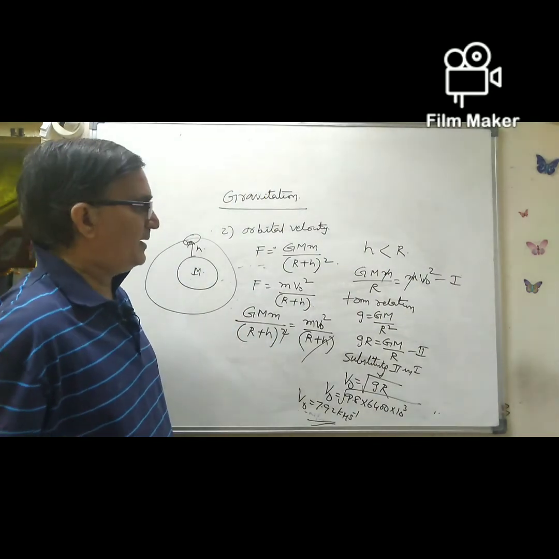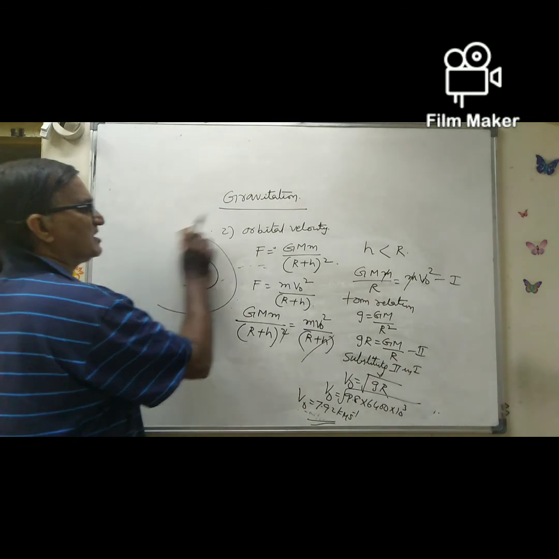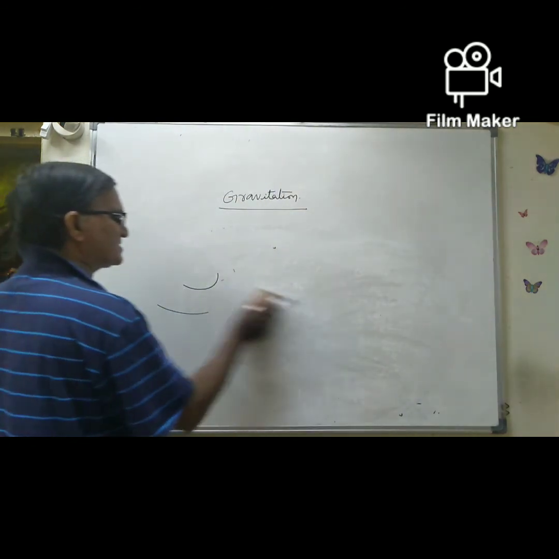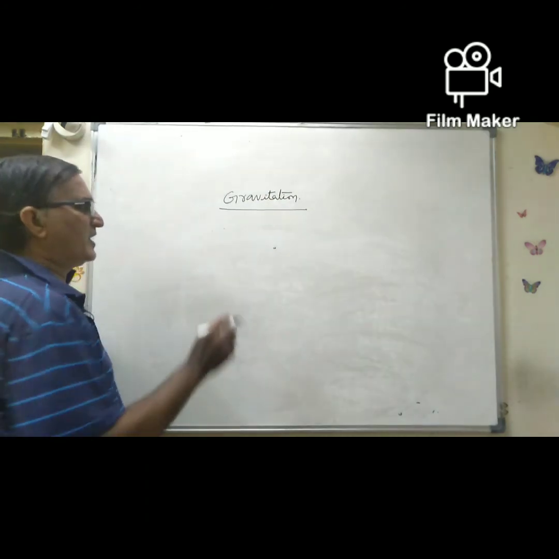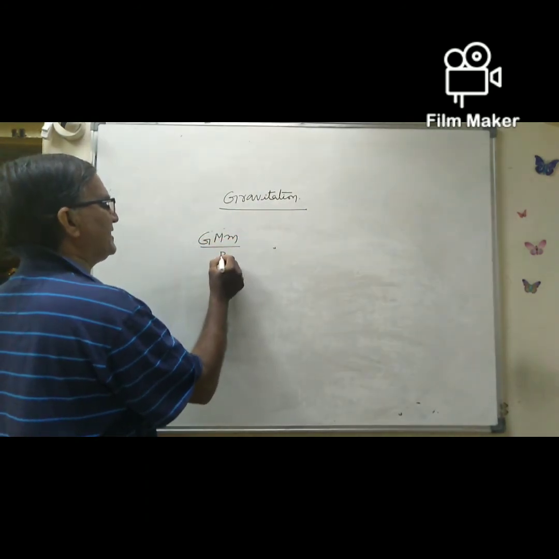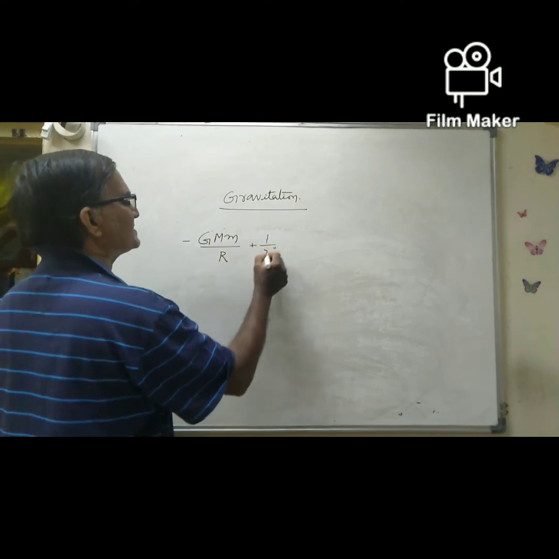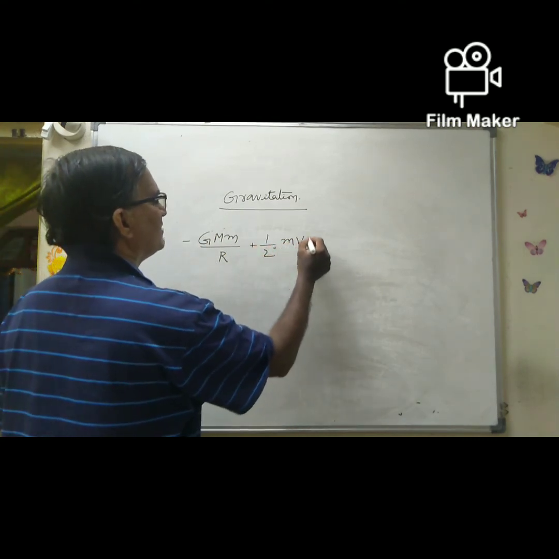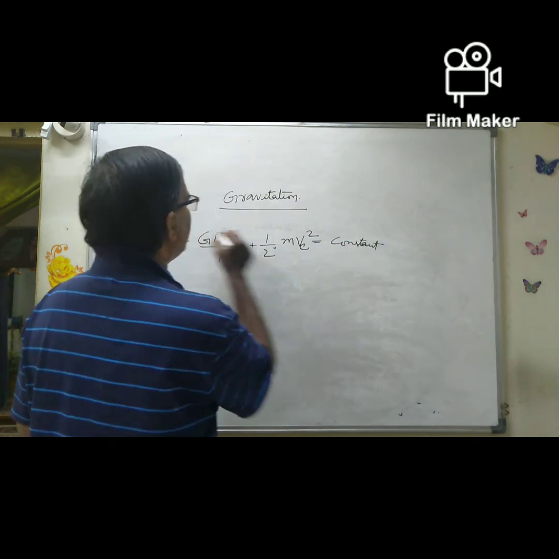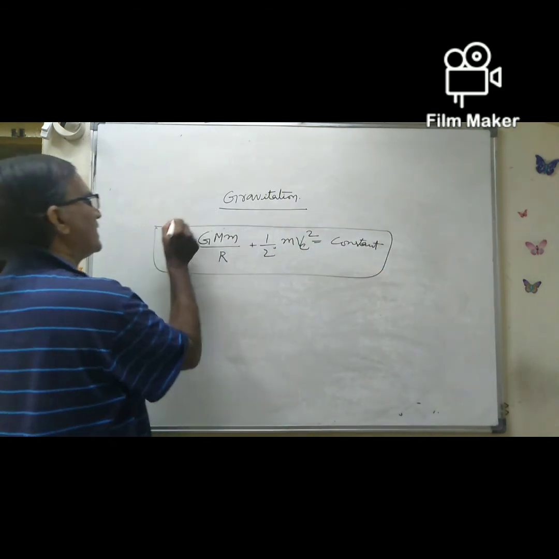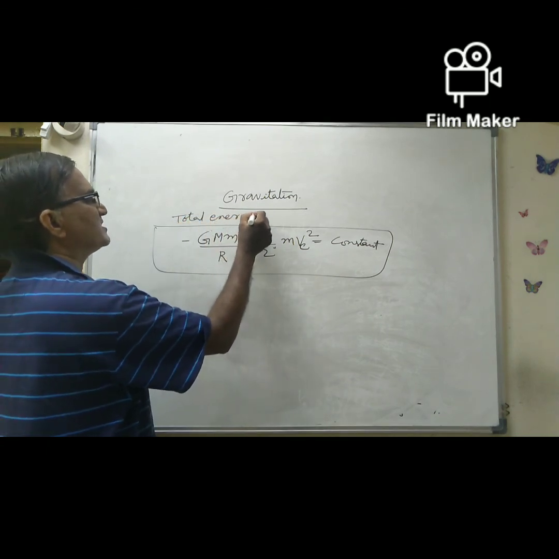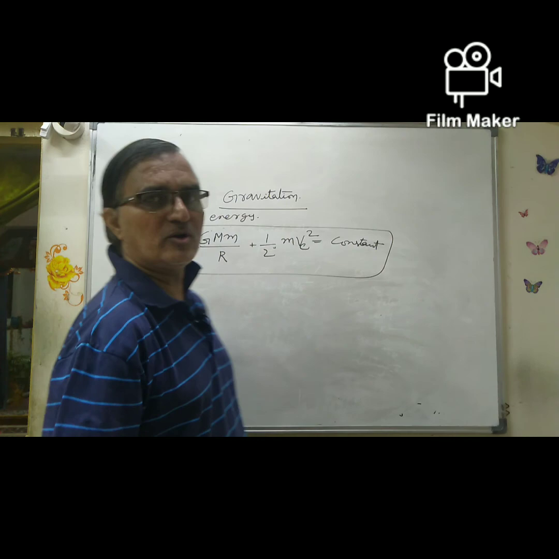Next, I'll give you the expression for total energy. When a body is projected from the surface, the expression for total energy is given by gravitational potential energy, minus GMm by r, plus half mv square, is equal to constant. This is the equation for total energy. Total energy is equal to constant.